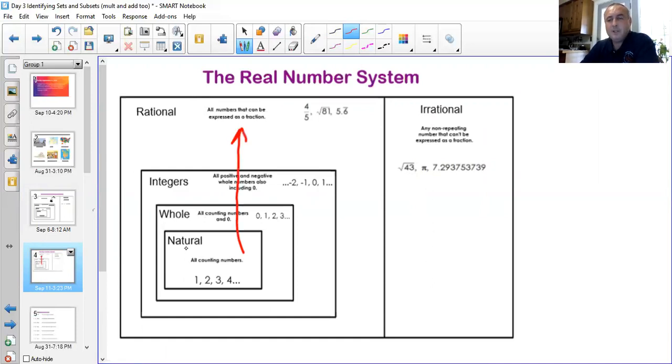Because we know from the song that we heard in class that a natural number is a whole number, and a whole number is an integer, and an integer is a rational number. So a natural number is a whole number, a natural number is an integer, and a natural number is also rational. A whole number is an integer, a whole number is also rational. An integer is also rational. But all rationals are not integers. All integers are not whole numbers, and all whole numbers are not natural. So the flow is this way.